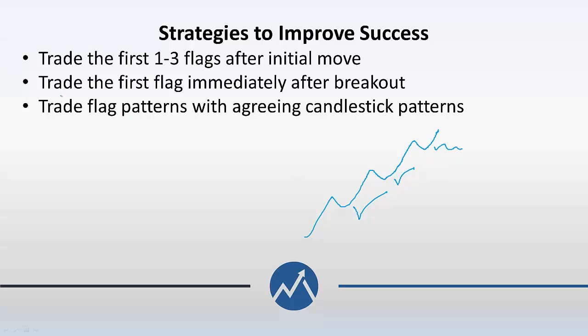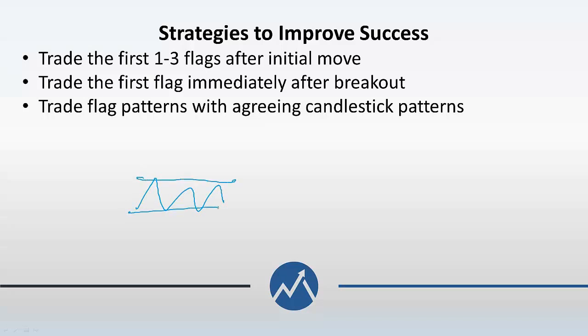Now, one of the things we can do is trade the first flag immediately after a support or resistance break. So let's say a market has been moving sideways in consolidation here, and then we break out, and then you get a bull flag. That right there is ideal. That's what we're looking for.